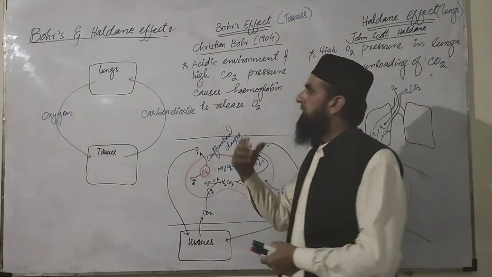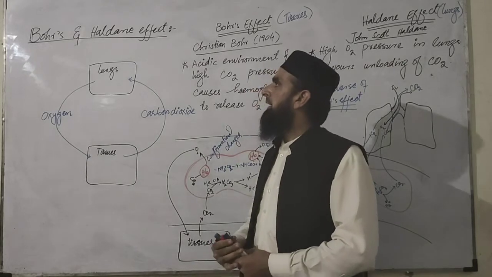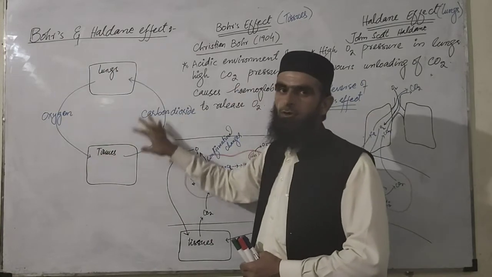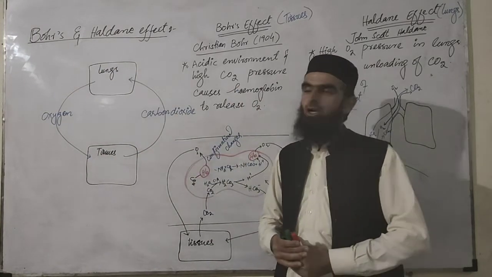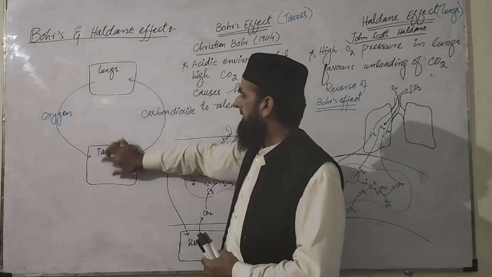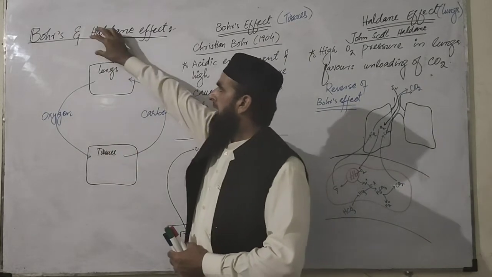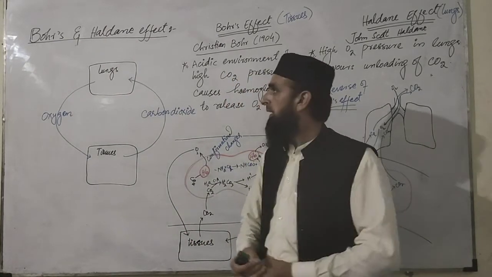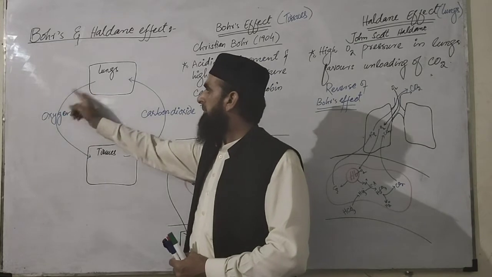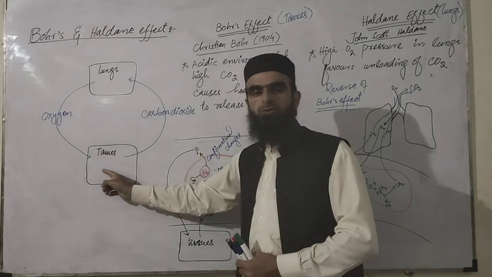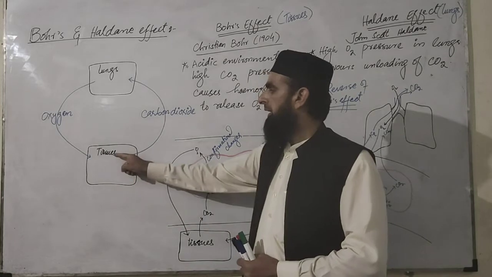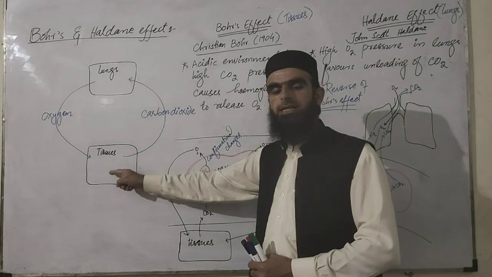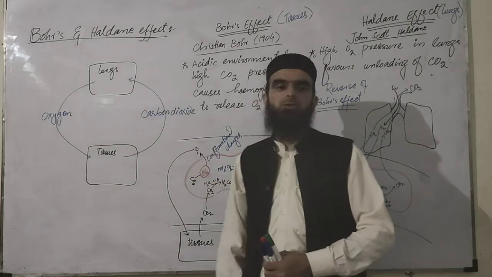Okay, so first of all, going into the discussion of Bohr's effect and Haldane effect, I am going to discuss the circulation of blood taking the gases. Okay, this is the lung and these are the tissues. For example, the lungs take in oxygen and tissues produce carbon dioxide. The oxygen from the lungs is taken by the blood and transported to the different kinds of tissues, where by the process of respiration carbon dioxide is produced and then picked up by the blood and brought back to the lungs.